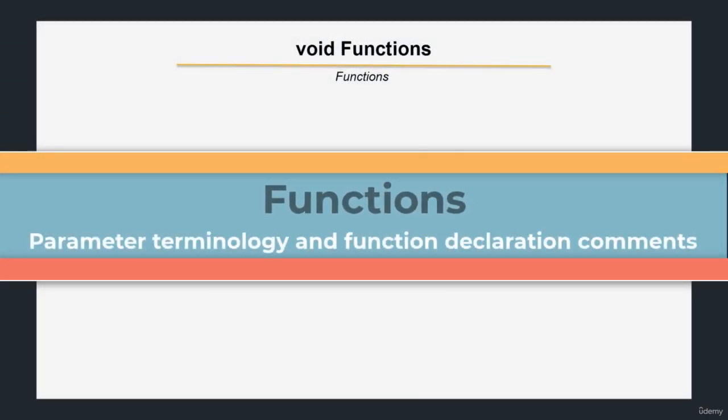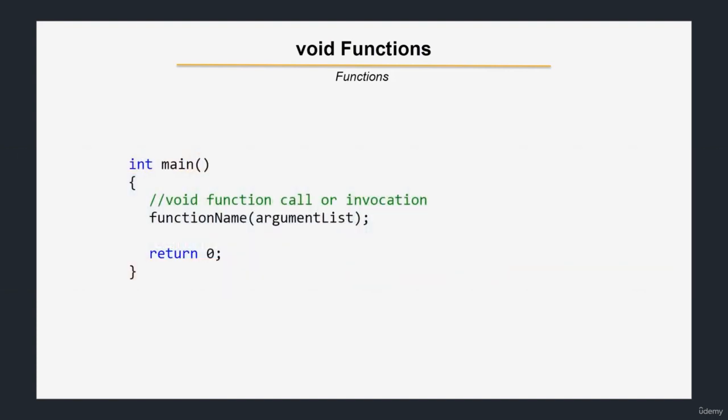Hey, so in this video I'm going to introduce a few more terms, but before we get to that, I want to review some of what we have seen already. With the void functions, you can see in the main function, this is how we call the void function, and this is also referred to as a function invocation. So you simply have the function name, the parentheses, and the argument list. You pass a list of comma separated arguments, and those have to match with the actual function declaration.